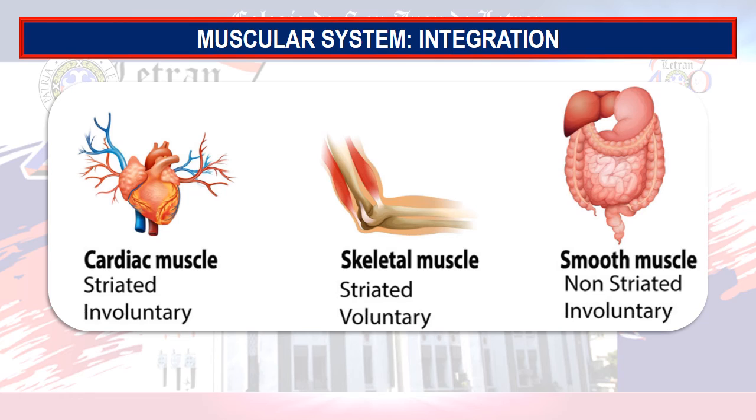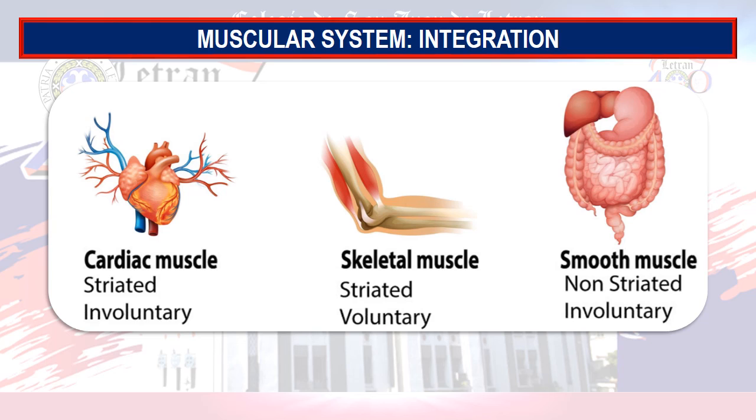Skeletal muscle, attached to the bones, is responsible for skeletal movements. The peripheral portion of the nervous system controls the skeletal muscles. Thus, these muscles are under conscious or voluntary control. These muscle fibers are striated and each acts independently of neighboring muscle fibers.